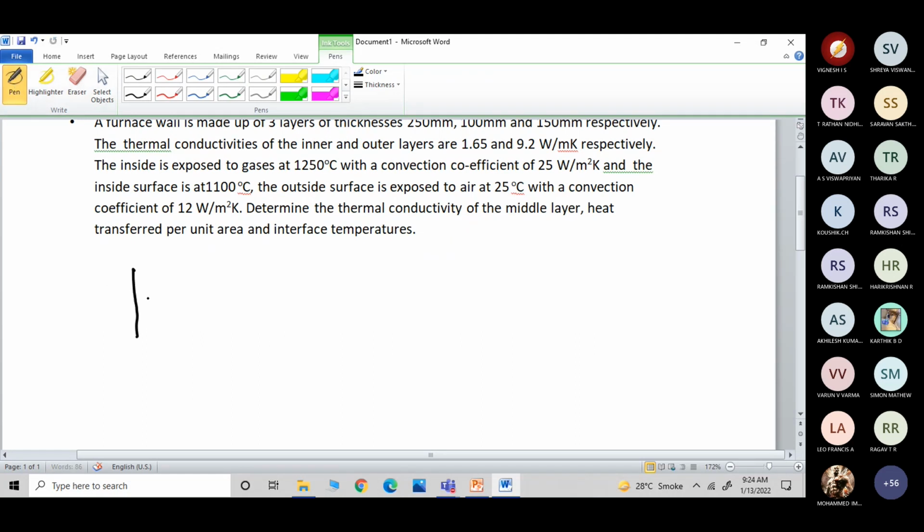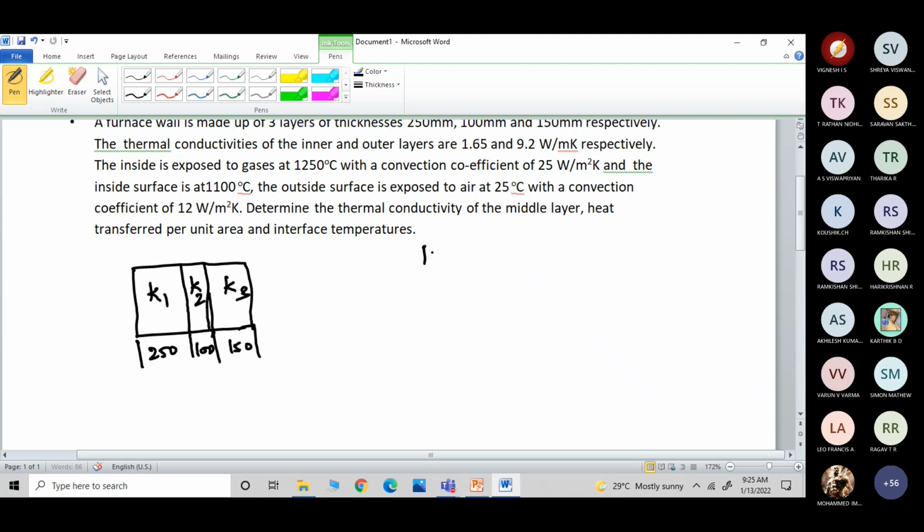Okay, actually it consists of 3 layers. Is it visible to you all? Yes, sir. Okay, so the first layer is 250 mm, the second layer is 100 mm, and the third layer is 150 mm. So this is 250, this is 100, and this is 150. Okay, so you have to convert that mm into meters, students. Okay, and let this be K1, this be K2, and this be K3.